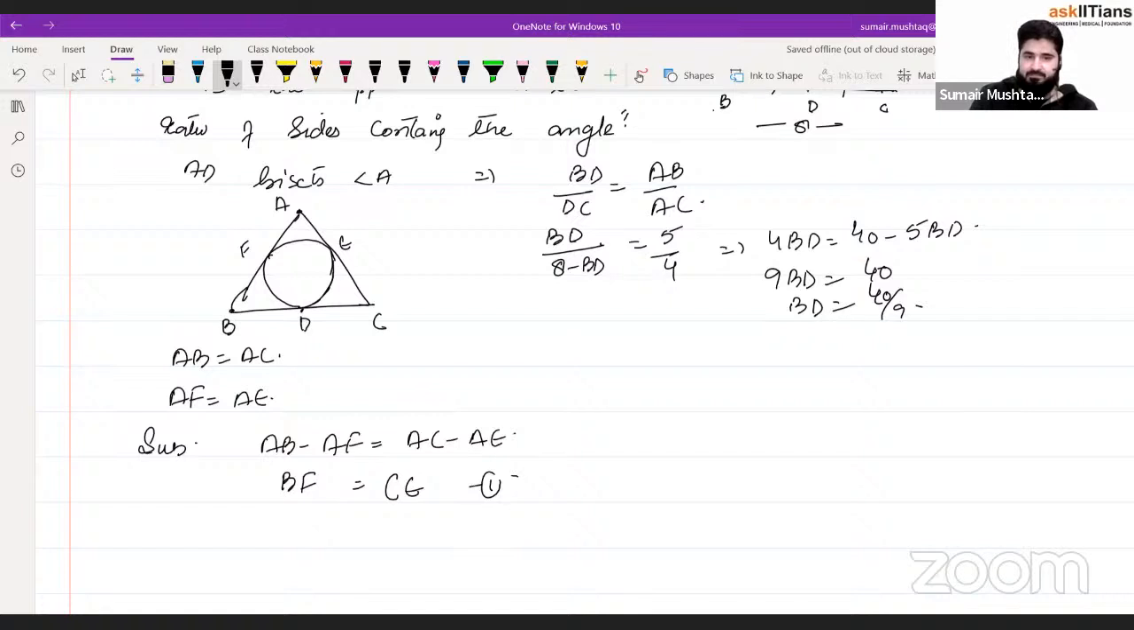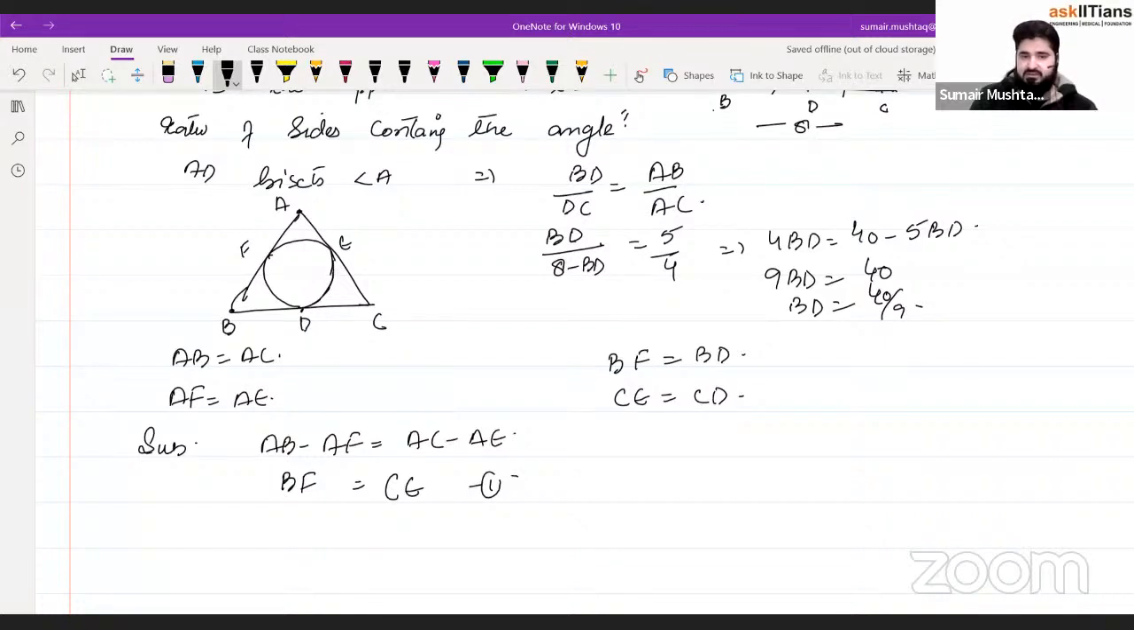Again, B is the tangent from the other point. So BF is equal to BD, isn't it? And CE is equal to CD. Is that okay or not? Is that so or not?